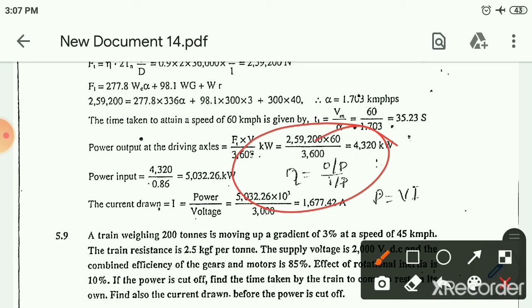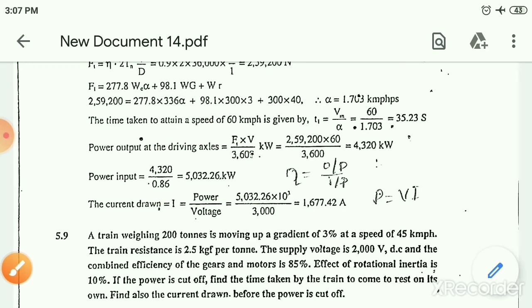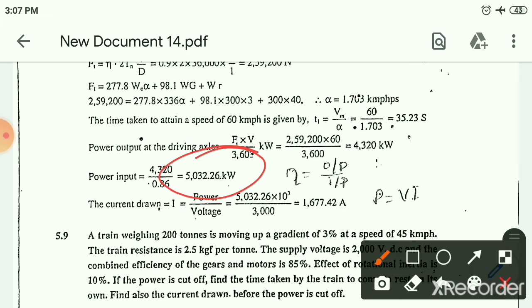So power input is equal to, the efficiency is equal to output by input. So input is equal to output divided by efficiency. So power output is 4330 divided by the efficiency given in the problem, 0.86, that is 86%. So you'll get the power input, which is around 5032.26 kilowatt.